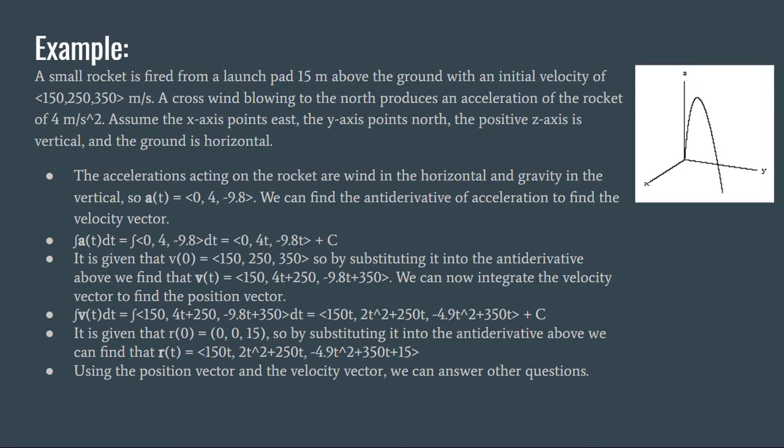We can now integrate the velocity vector to find the position vector. When we integrate velocity, we find the position vector is going to be 150t, 2t squared plus 250t, negative 4.9t squared plus 350t plus c. It is given that r sub 0, which is the position, is equal to 0, 0, 15. By substituting it into the antiderivative above, we find that r of t is equal to 150t, 2t squared plus 250t, negative 4.9t squared plus 350t plus 15. Using the position vector and the velocity vector, now we can answer those other questions.